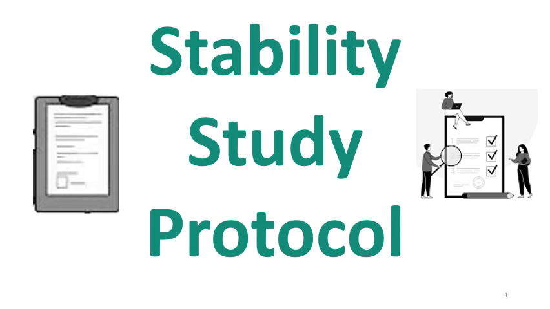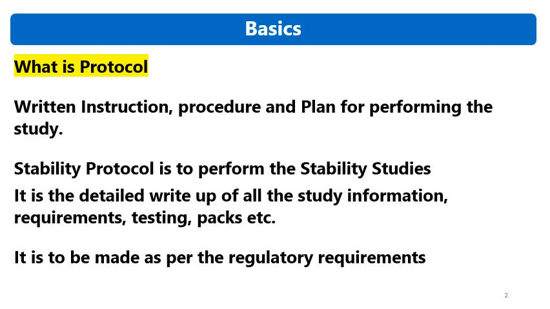So the first stage of a stability study is making a stability study protocol. The stability study protocol is a written plan, a document containing written instructions, procedures and plan for performing the stability study. The stability protocol is written and checked by professionals from different departments like research, quality control, quality assurance, regulatory affairs and the stability team.